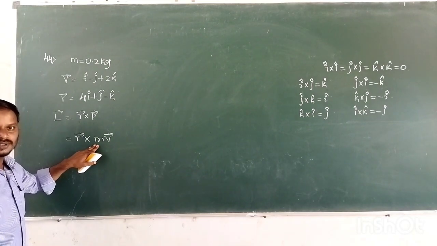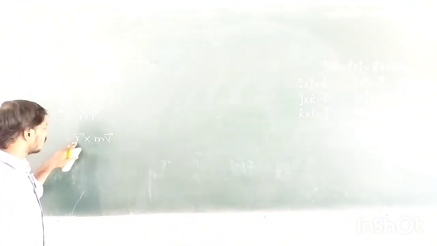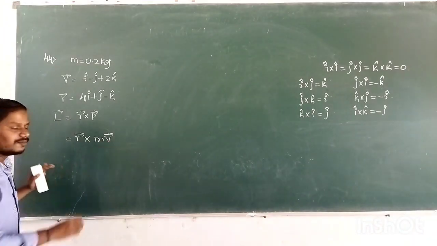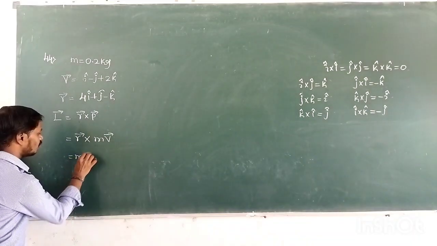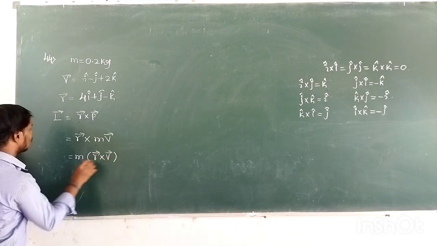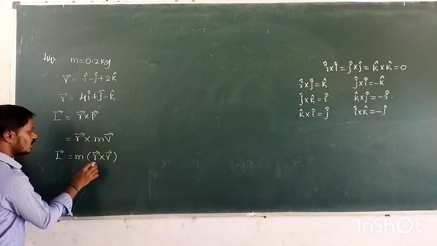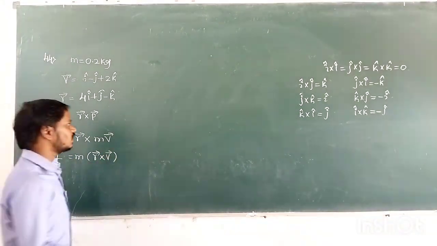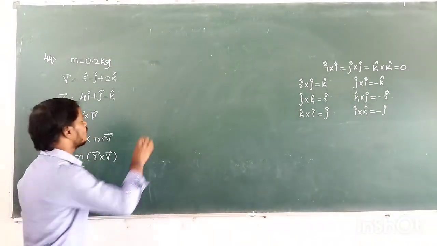Here mass is a scalar quantity. Then we have to take the cross product of vector r and vector v. So m into r cross v. So we have to find r cross v. Then how to find the r cross v?